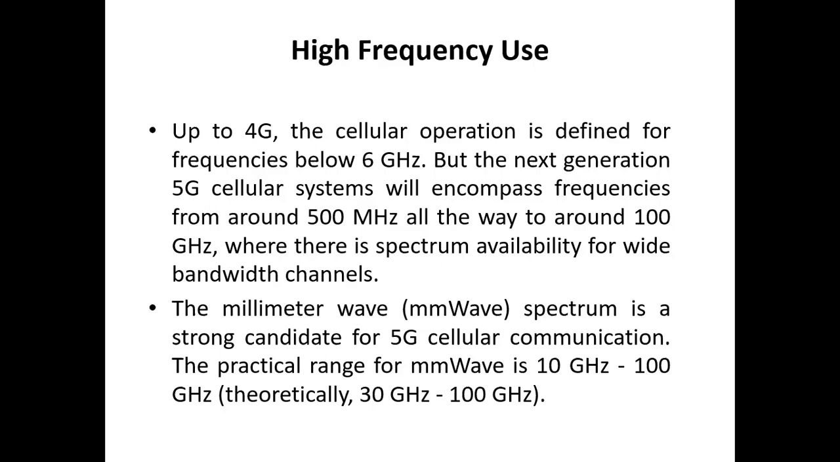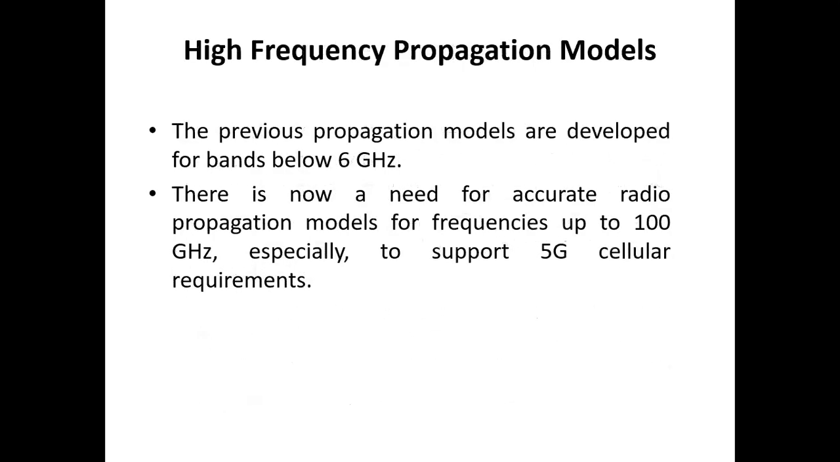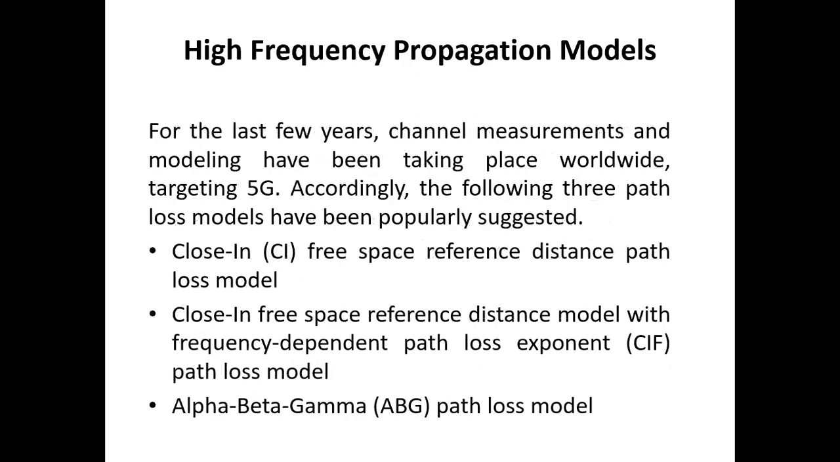With this change of trend, people now need the models for high frequencies, but that requires a lot of tests, and these new tests have been done, and people have already come up with a few propagation models or path loss models for high frequencies. These three are the most popular models for high frequencies. These are called close-in CI, close-in free space CIF, and alpha beta gamma ABG path model. I'm not discussing the details of these models. Again, they are just some equations. If you can find out all the parameter values for the equations, you can actually get the ABG model value.